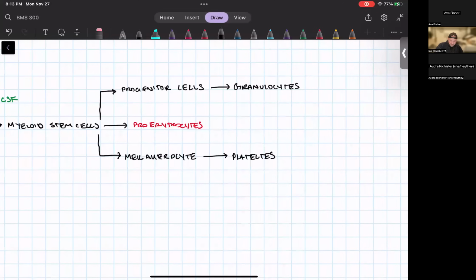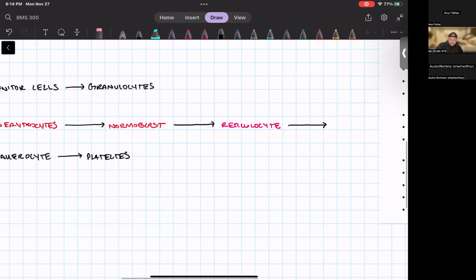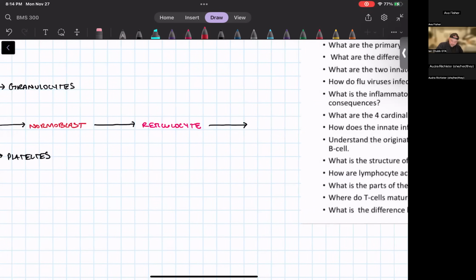From there, we're going to become a normoblast. From a normoblast, we then differentiate into what we call a reticulocyte. And then our last one is going to be our actual erythrocyte. So our mature red blood cell.